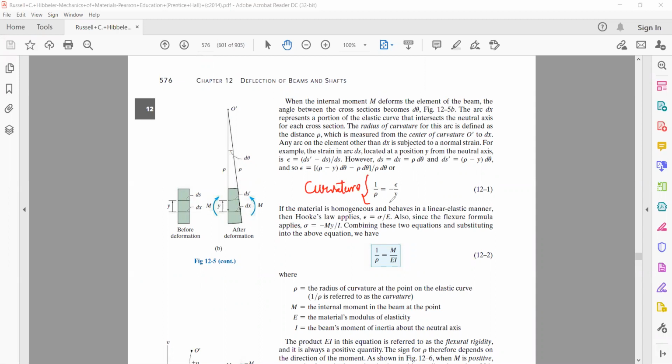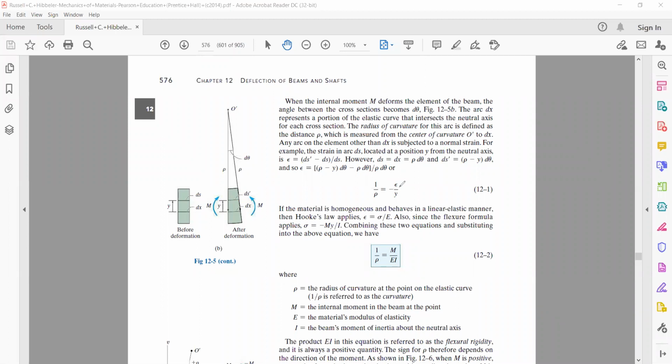This is the reciprocal of the radius of curvature, known as the curvature. As far as y is concerned, this y is the distance from the neutral axis to the plane where we are measuring the strain. And this eta represents the strain in that very plane, or the strain in the line element which is at a distance y measured from the neutral axis.